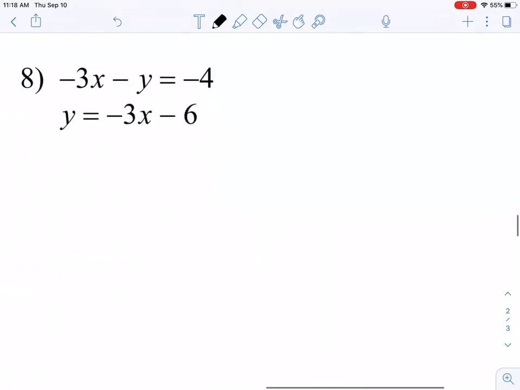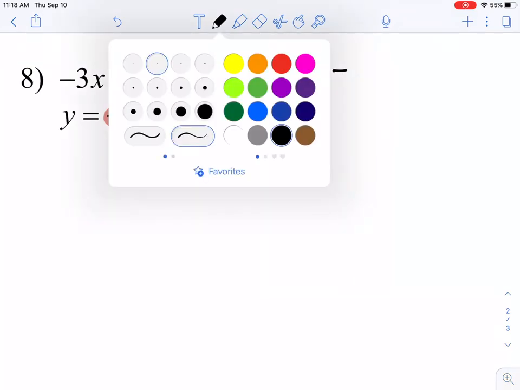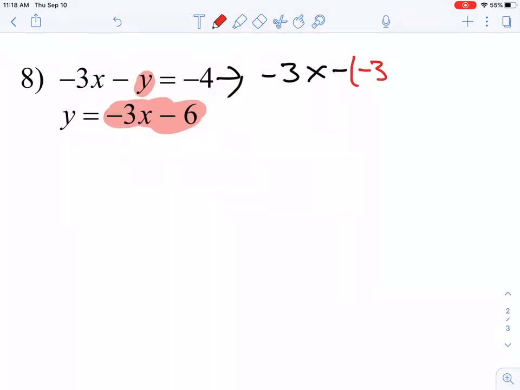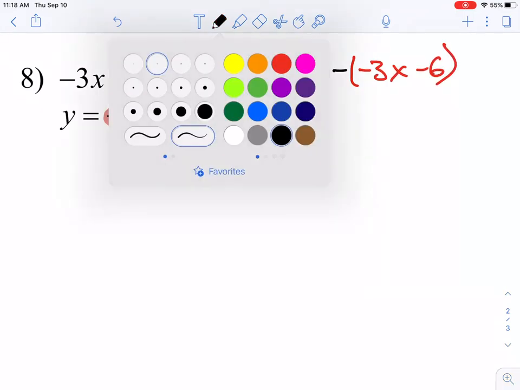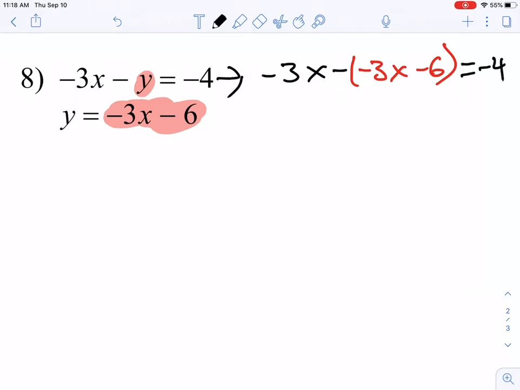And finally, number 8. I'm going to take y equals negative 3x minus 6 and plug it in for y in my other equation. So negative 3x minus, and then instead of y, I'm putting negative 3x minus 6. And we are going to say equals negative 4.